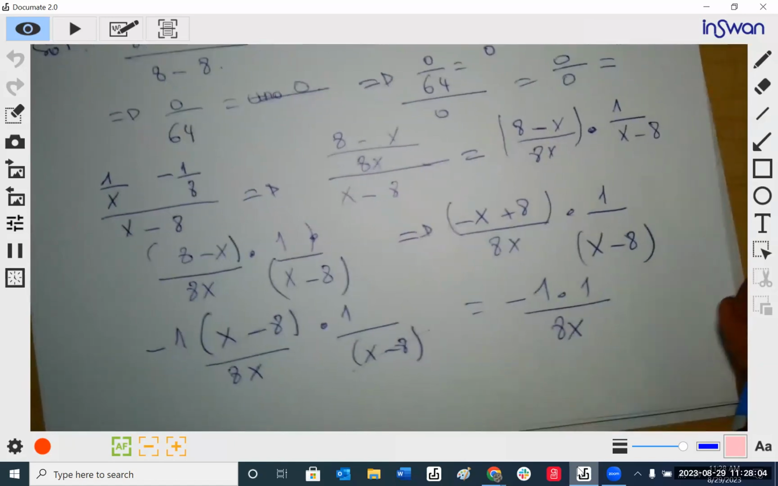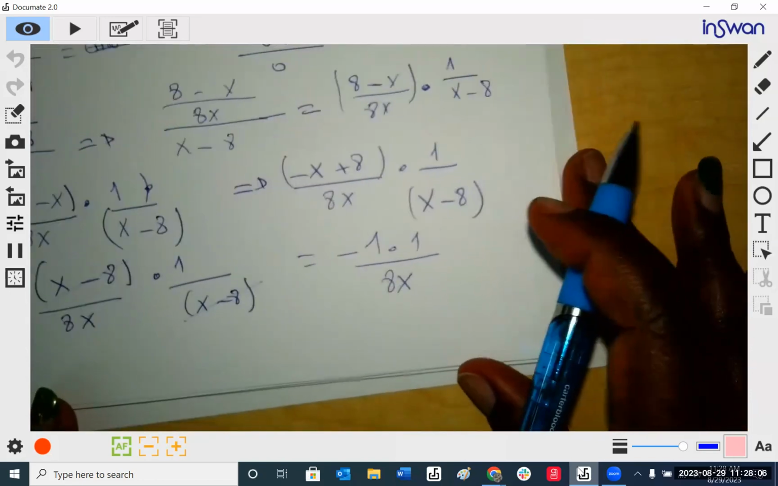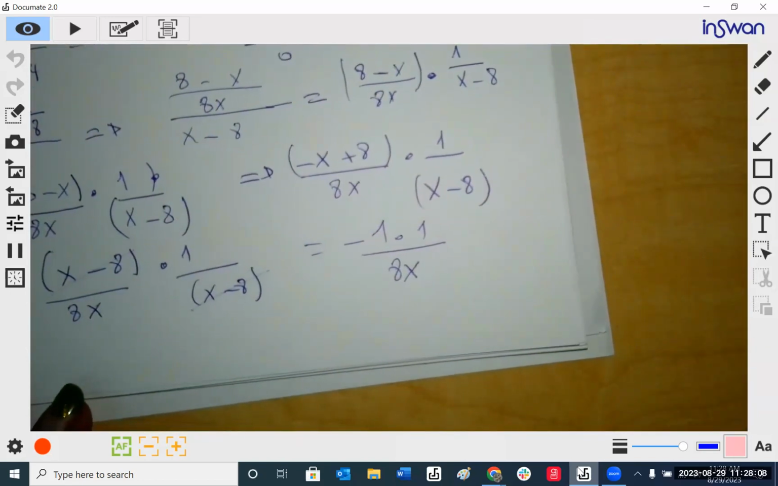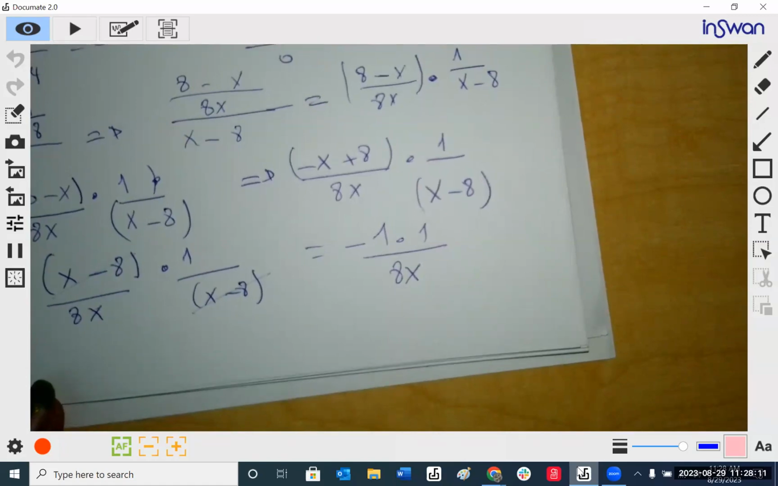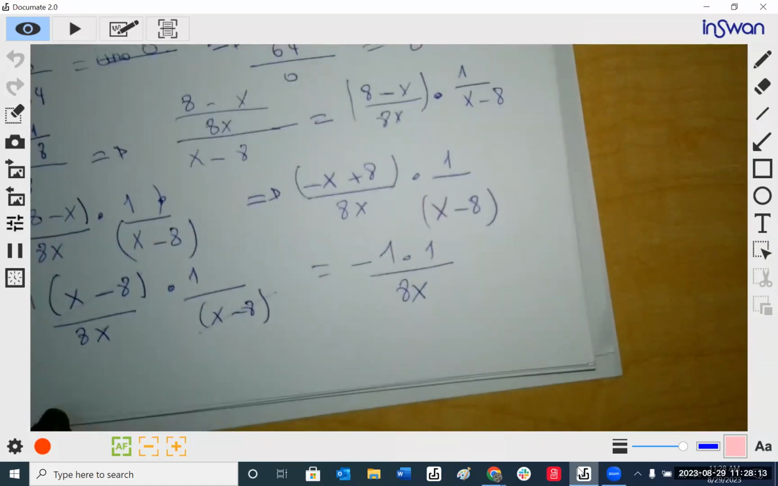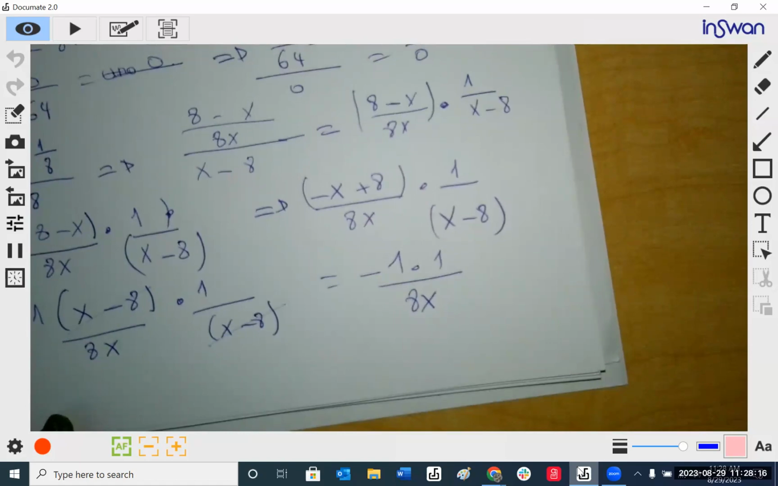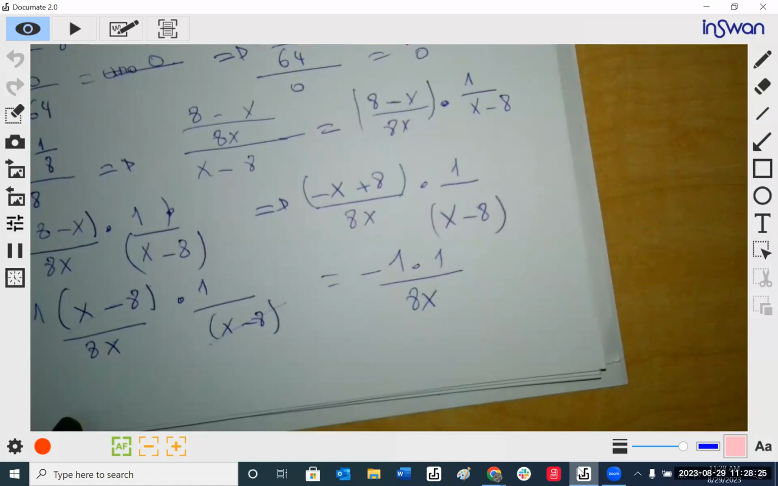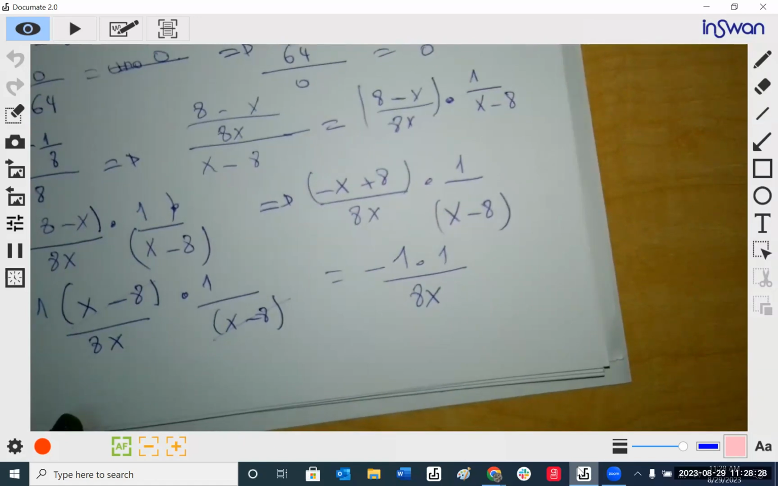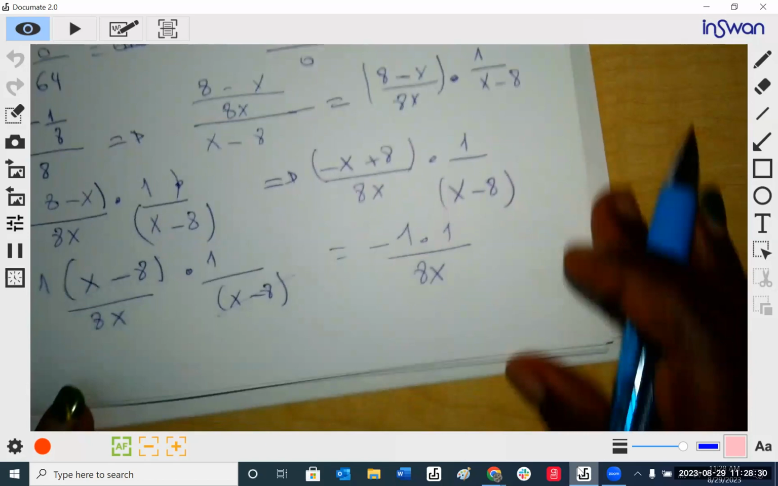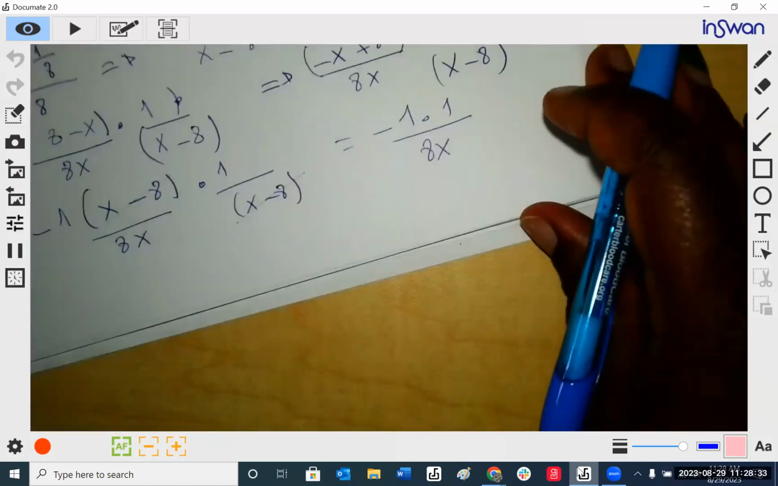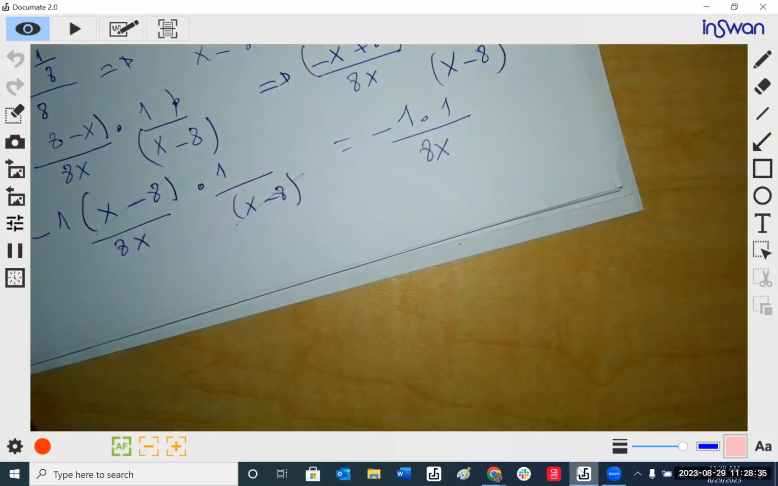Where did the negative one come from? In the top left-hand corner, you have, in parentheses, -8 plus x. We factor out -1, and then it looks like the bottom right-hand: -1 times x minus 8. Because now the two cancel, so we have -1 over 8x. You can combine -1 times 1. What is -1 times 1? It's just negative one.